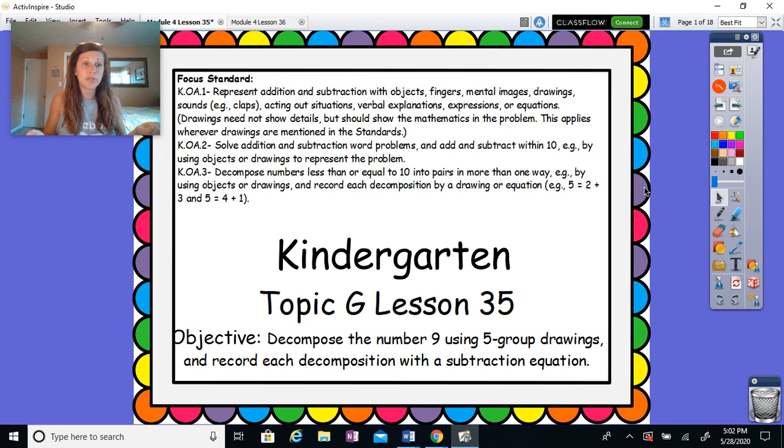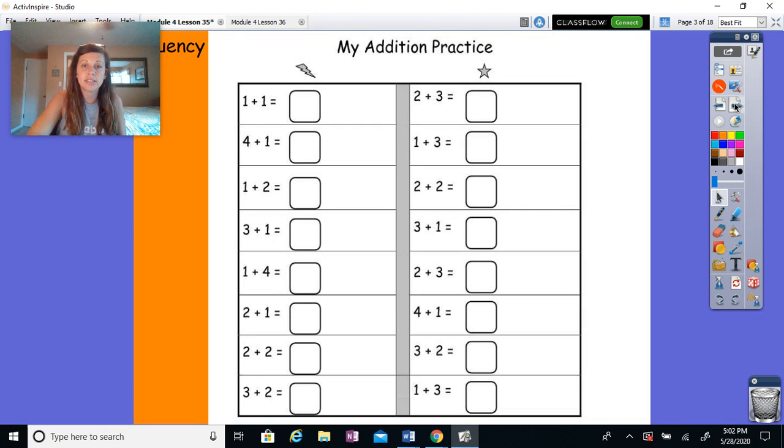Okay, so I want you to put those math caps on. We're going to get our brains thinking math by doing a couple of practice problems. We're going to start with addition, and then we'll do some subtraction. Okay, so let's start at the top. 1 plus 1 equals. Now I'm going to use my fingers to help me solve this. 1 plus 1 equals 2.